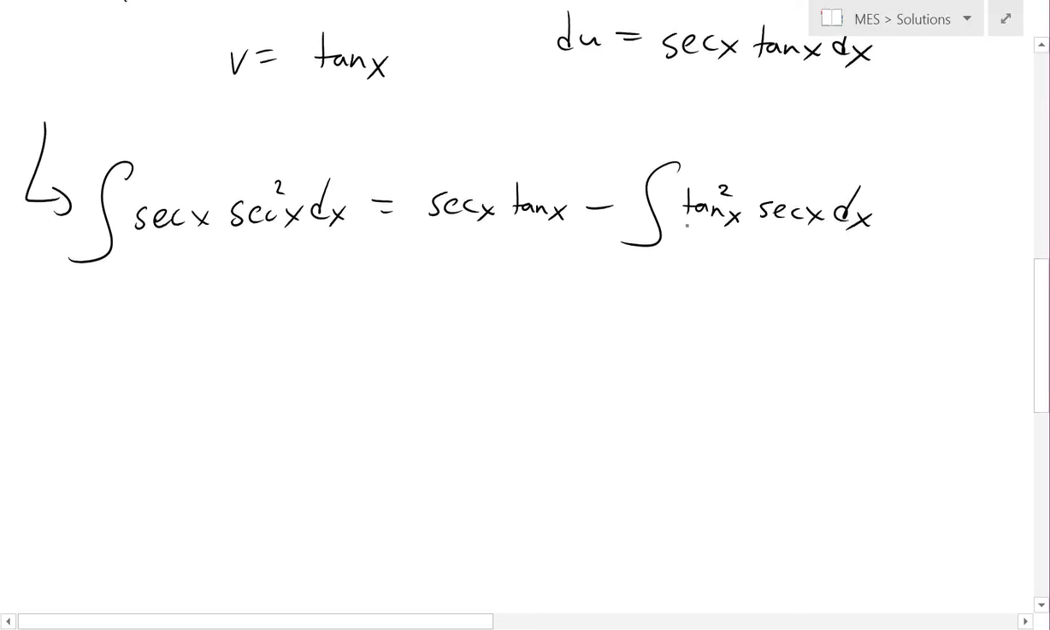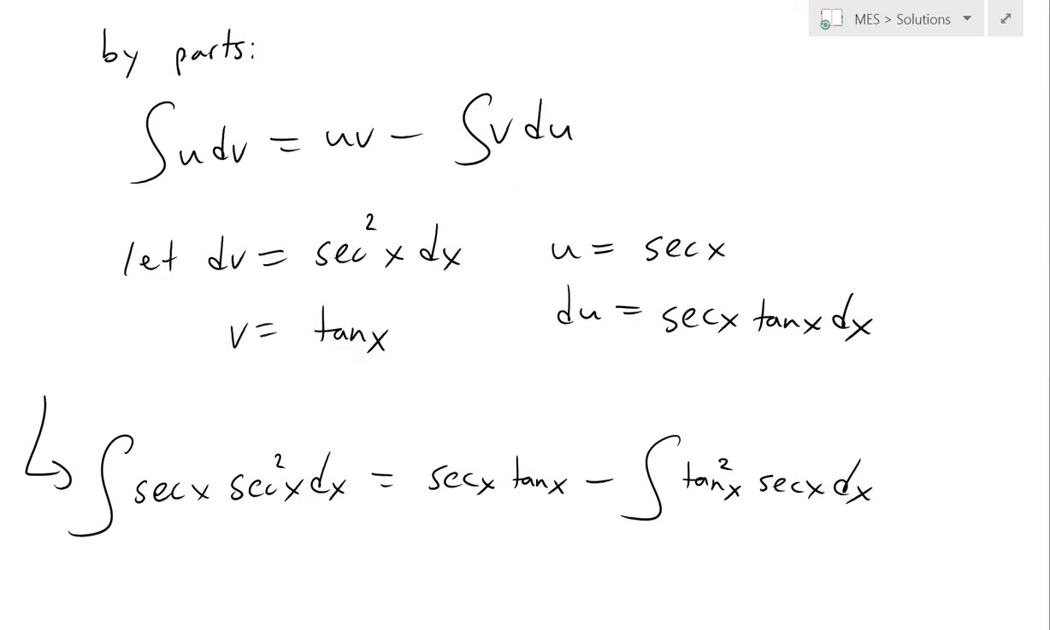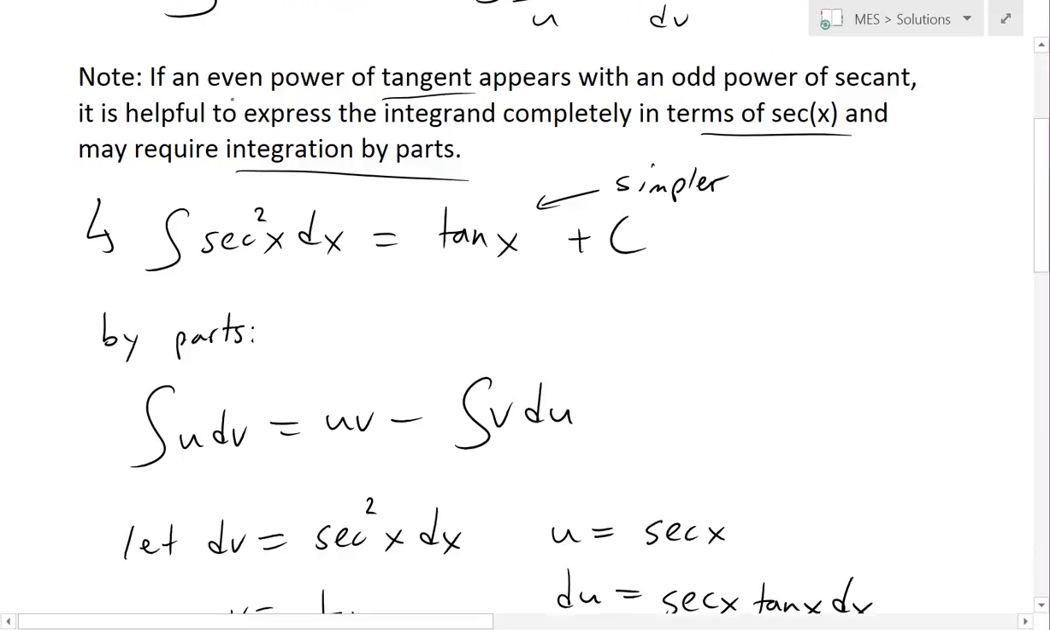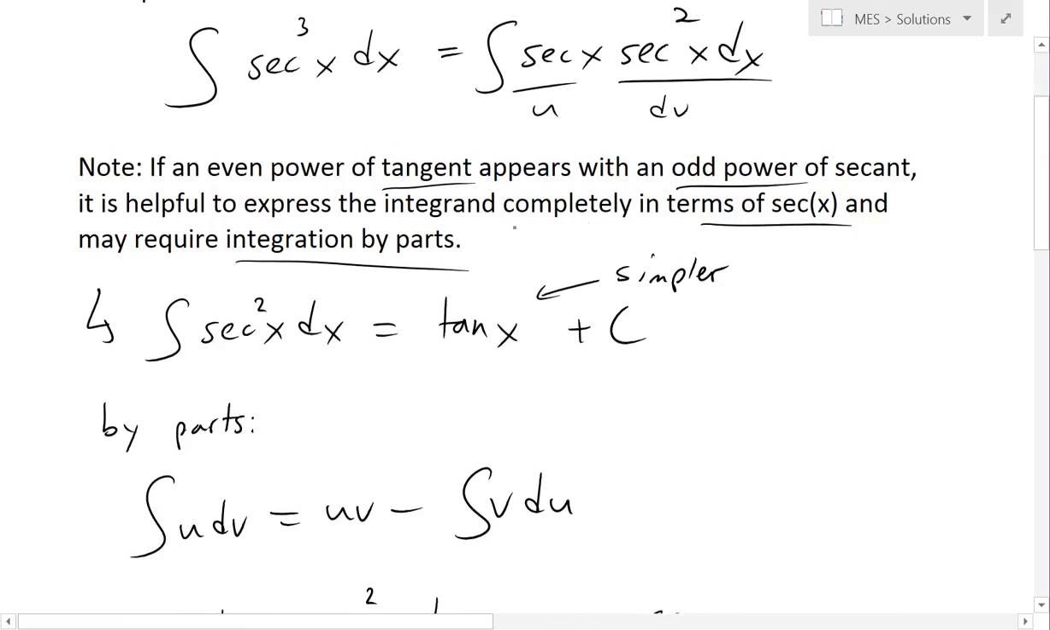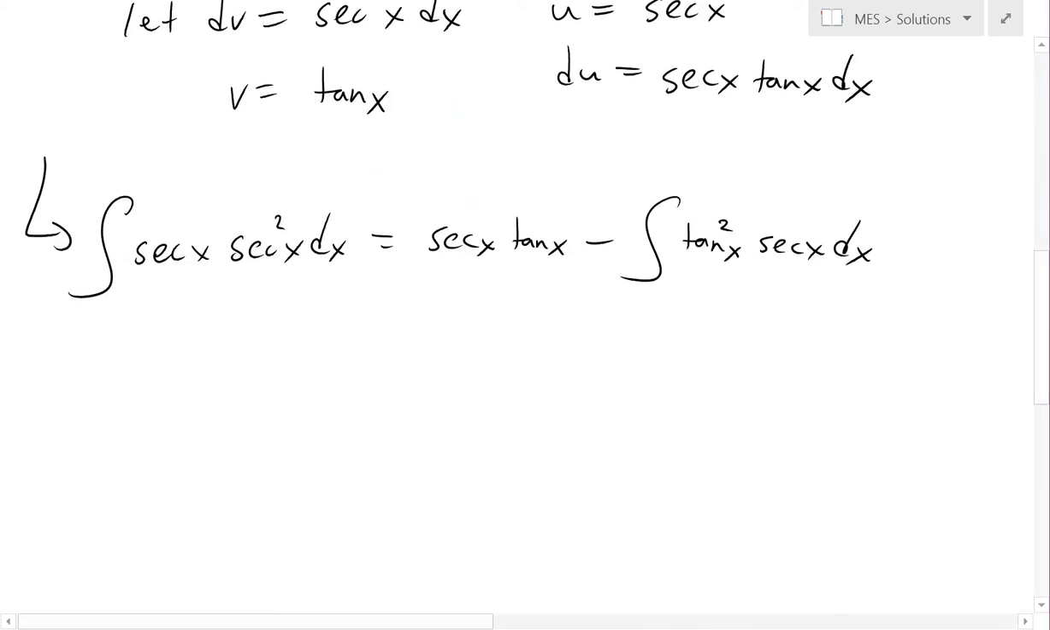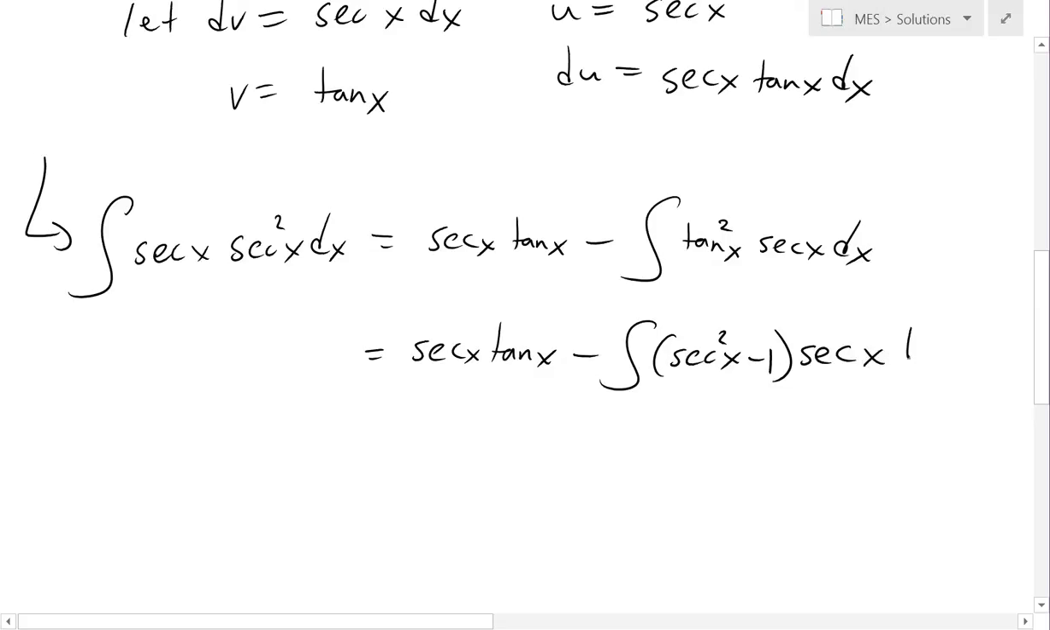So now that we have this, we could simplify this, write this all in terms of secant. And that comes again from our note right here. If an even power of tangent appears with an odd power of secant, so there's an even and odd, we would write everything in terms of secant. So we use the trig identity, tan squared of x equals secant squared of x minus 1. That's a trig identity, you should memorize that. I also have a proof of that in the video link below. So now we have secant x dx.